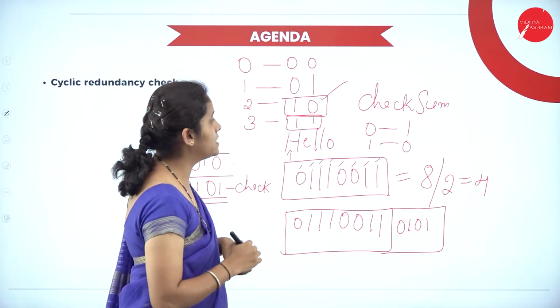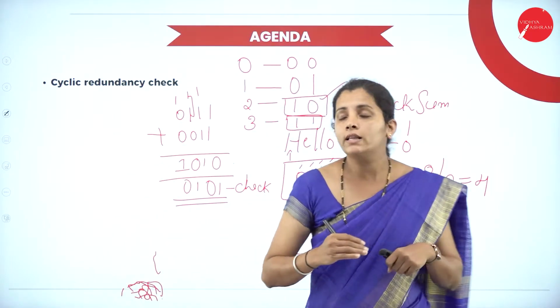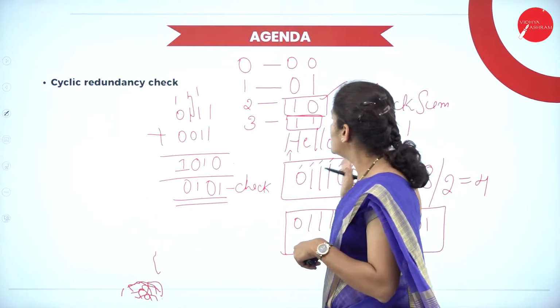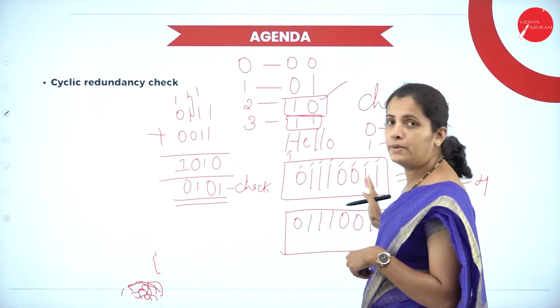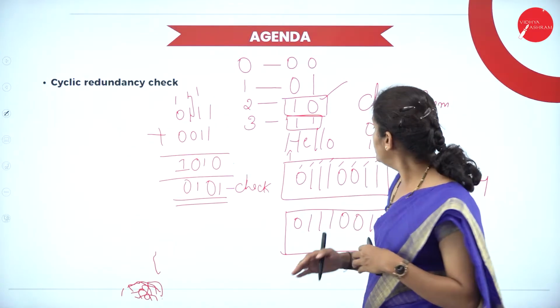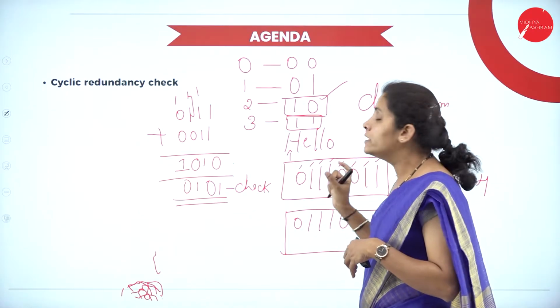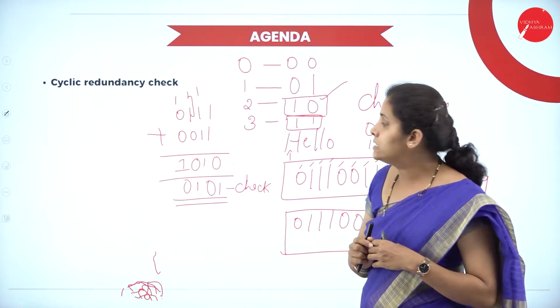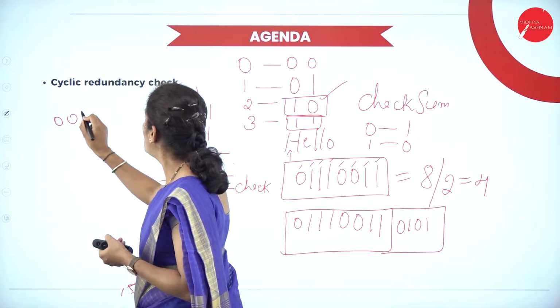On the receiving side, same thing. What will the receiver do? The receiver is going to extract all the bits. He or she is going to divide the given data bits into n equal parts. So what is my first part? 0, 0, 1, 1.